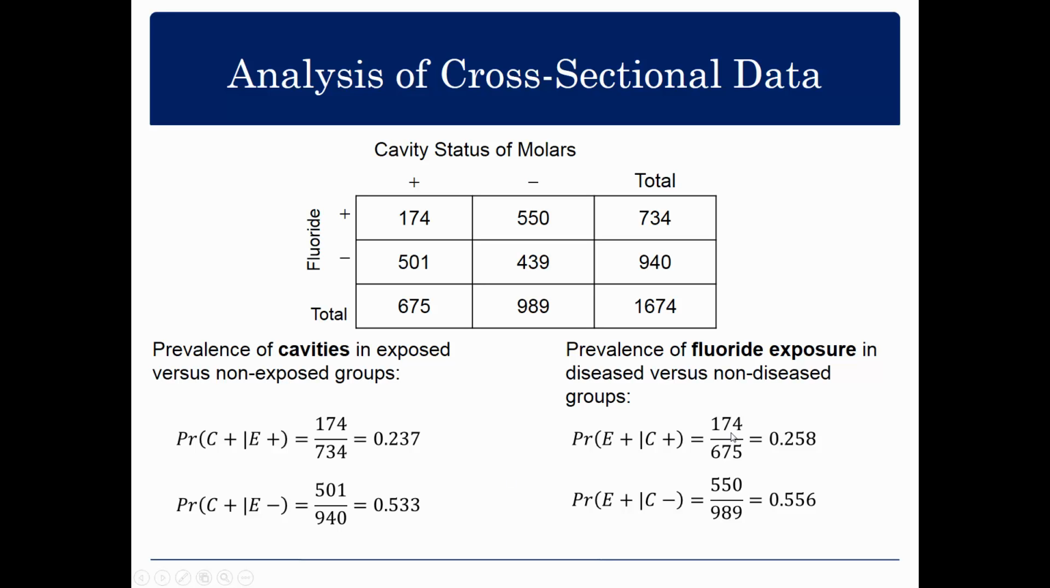The prevalence of exposure, or the burden of exposure, the exposure burden, is the same thing. We're just flipping what defines the group, the comparison. Here we're doing it by cavity status. Those with cavities, how frequently were they exposed? Those without cavities, how frequently were they exposed? And those rates end up being about 26% and 56%. And that's doing the column, 174 over 675 and 550 over 989.